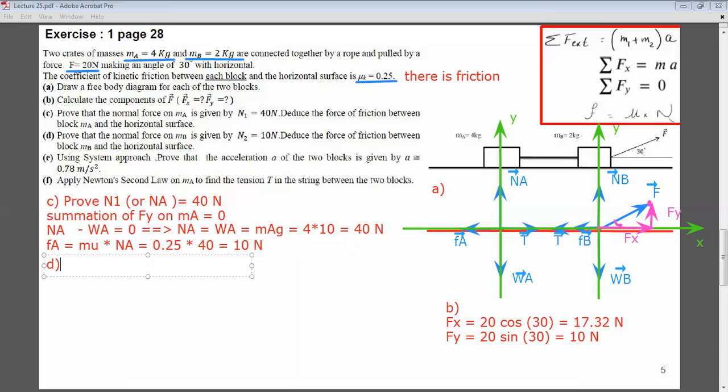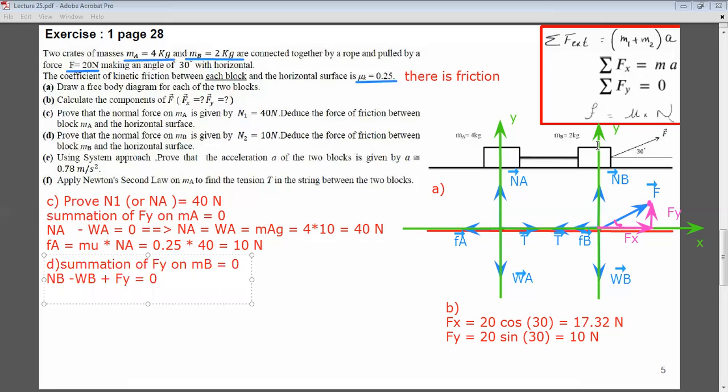We have to calculate N2 and prove that it's equal to 10. So again, we have to do the summation of Fy, this time on MB, equal to 0. Okay, what are the forces on the y-axis for the second object? There is NB. The y component of the friction is 0, the y component of the tension is 0, the y component of WB is minus WB, and the y component of vector F is Fy.